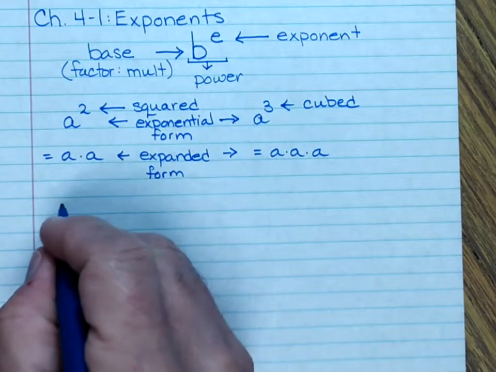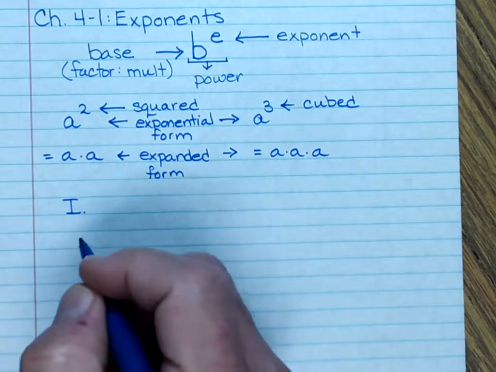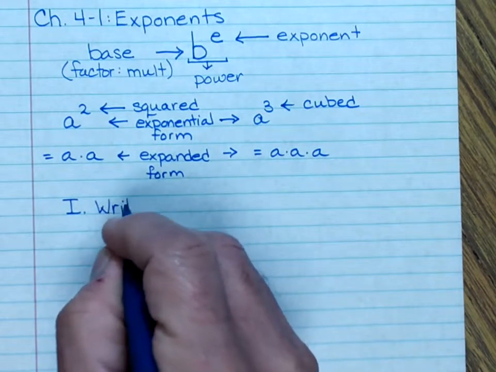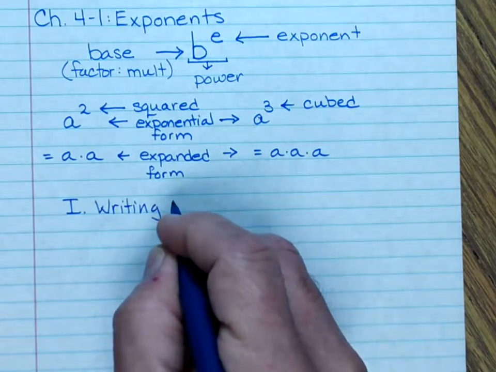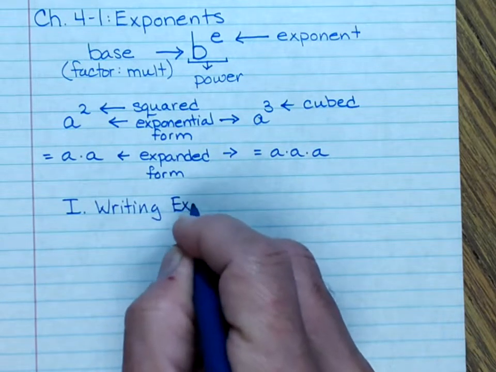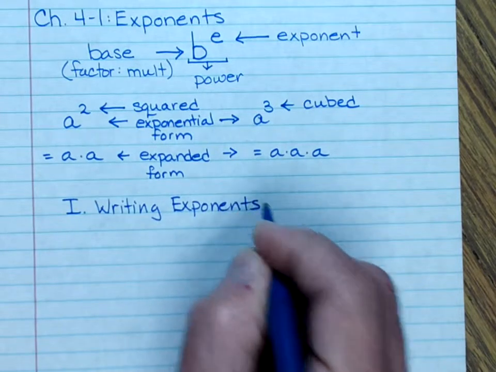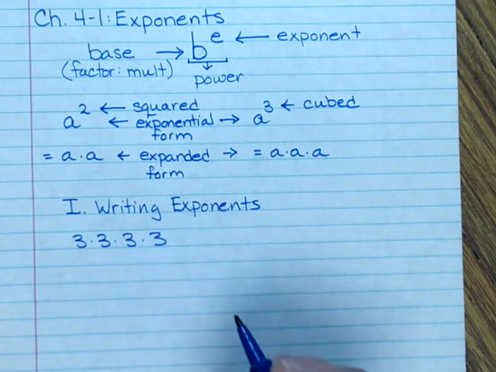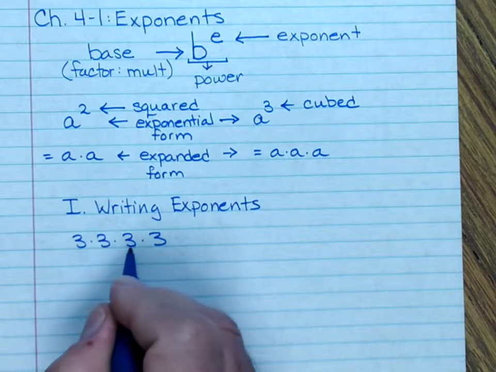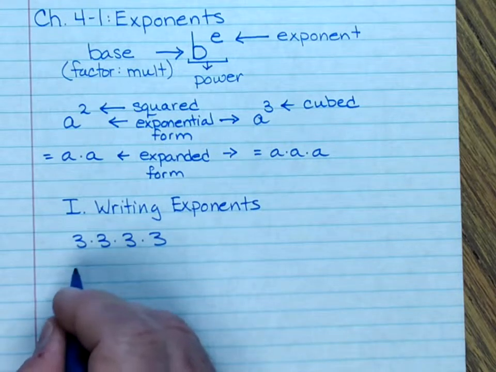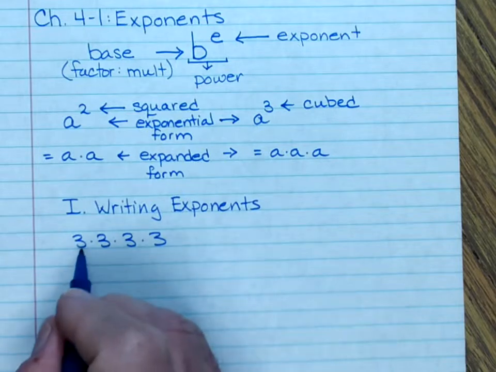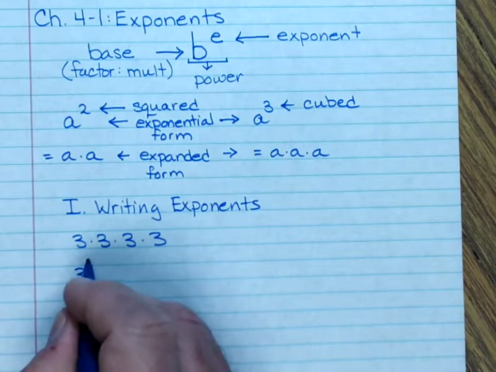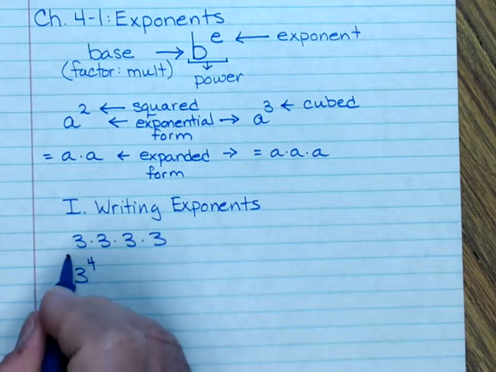What we're going to get into right now is writing an exponent. Let's start off with 3 times 3 times 3 times 3. The base that we keep seeing repeated here is 3. So 3 is the base. How many times do you see the base repeated? 1, 2, 3, 4. So then the exponent is 4. This is the answer.